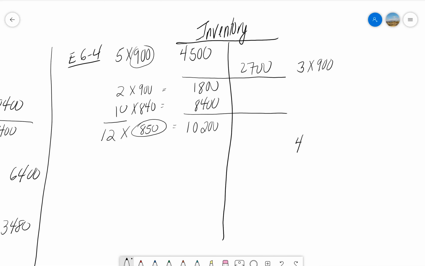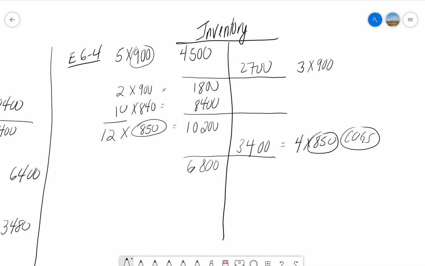So when we sell the 4 units, we are now going to use an average cost of 850. This is our new average cost. And so the cost of goods sold is going to be 3,400. So this is going to be our cost of goods sold for the sale on May 17th. And now we do a new subtotal, 6,800. And so our average cost is still the same, right? Remember we had an average cost of 850. We sold 4, we used an average cost of 850. So now all we have left is 8 units at an average cost of 850.